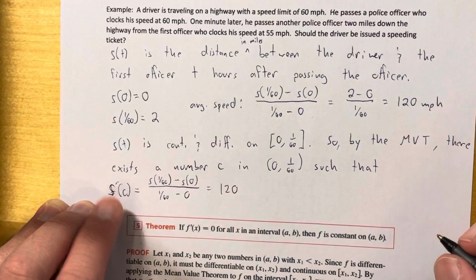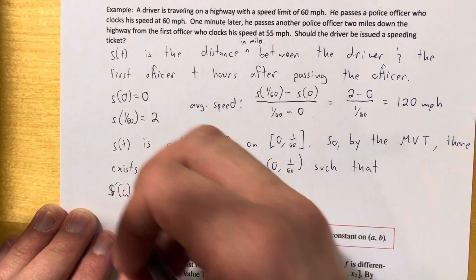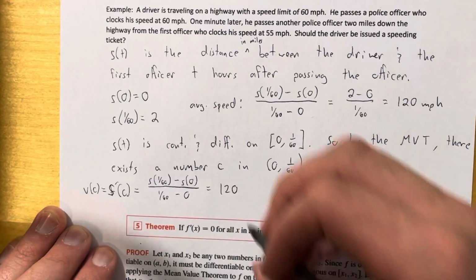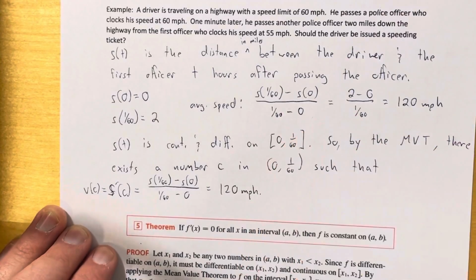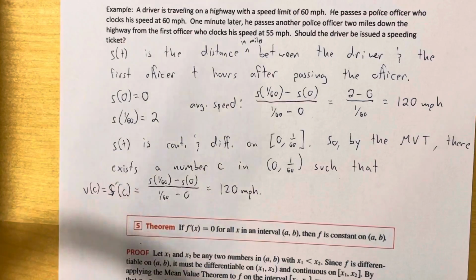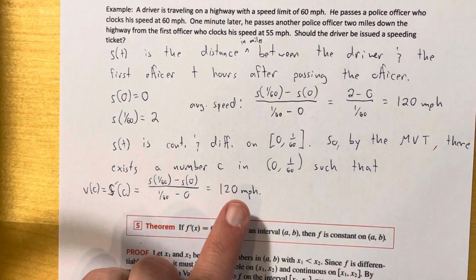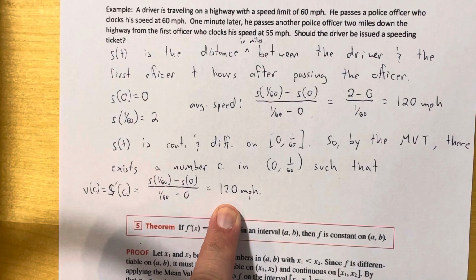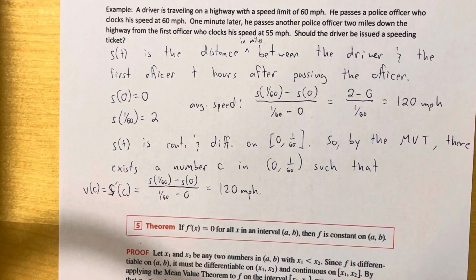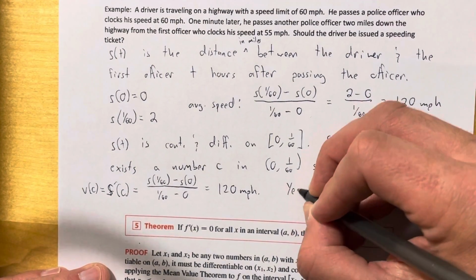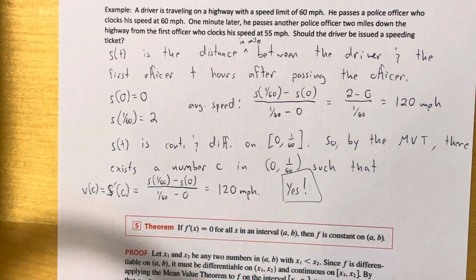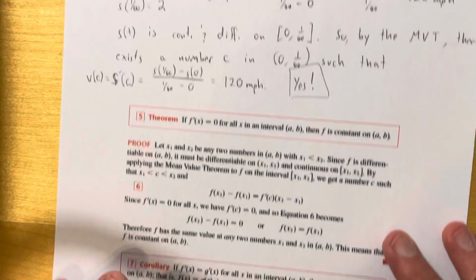But remember, s prime, if this is a position function, the derivative of a position function is a velocity function. So what that means is, according to the mean value theorem, there actually was some instant between when he passed the first officer and the second officer at which time he was going exactly 120 miles per hour. So it's no longer just an average speed, it's his exact instantaneous velocity. So yes, he should get a speeding ticket. That's absurdly fast, right? Okay.